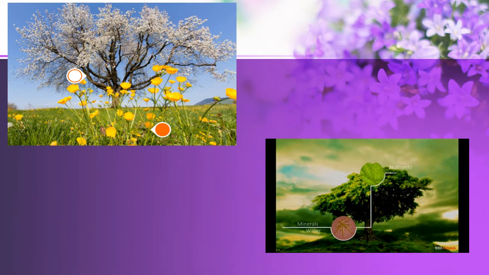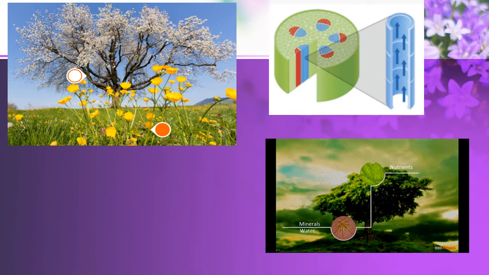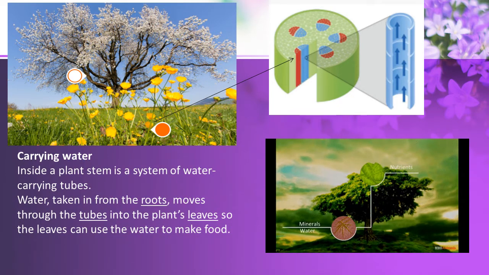Now let's discuss the water carrying tubes. First, guys, inside the plant stem is the system of water carrying tubes. Look at the illustration down here. First, water and minerals are taken in from the roots. Then it moves through the tubes into the plant's leaves so the leaves can use the water to make their own food.